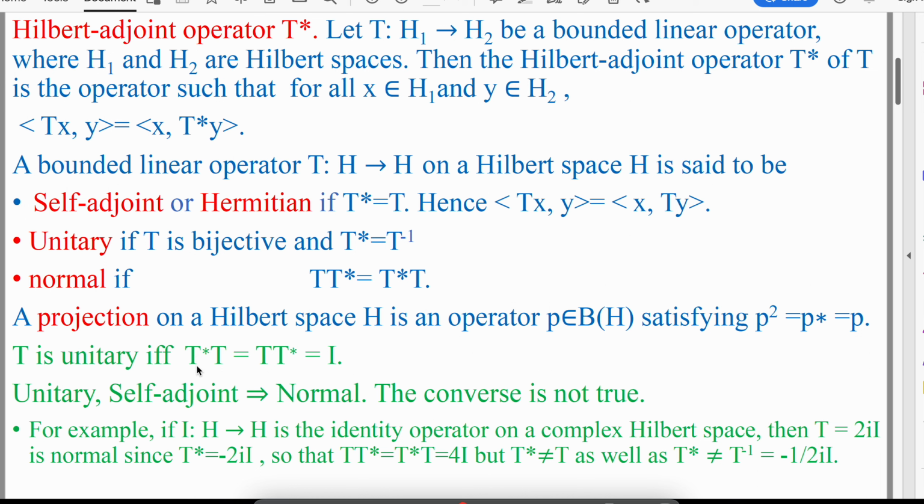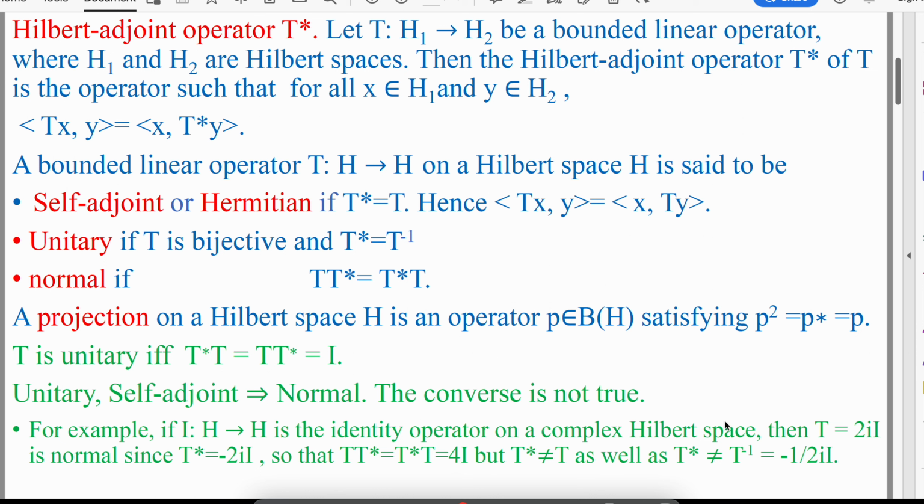For example, if we consider the identity operator I on a complex Hilbert space, and we take T to be 2 iota I, then it is normal because T star is the conjugate of this. This T is 2 iota I, and T star is minus 2 iota I. It means T into T star is 4 iota, and also T star T is 4 iota. Means T T star is equal to T star T.